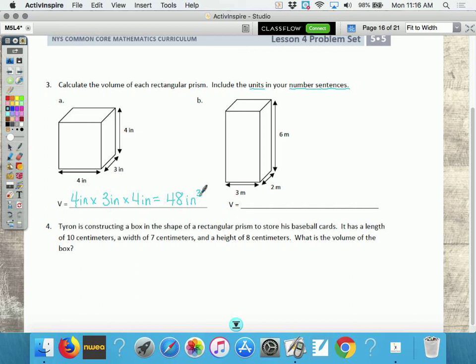The next one. Okay, 3 meters times 2 meters times 6 meters equals 36 meters cubed. Okay.